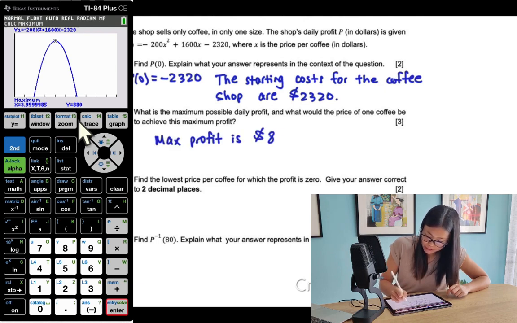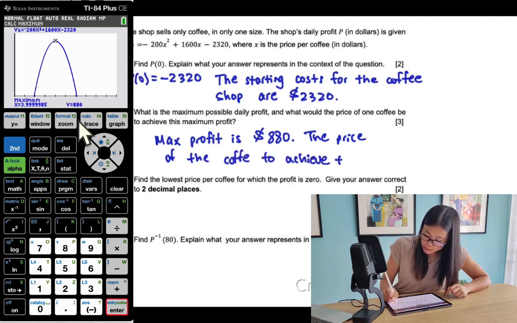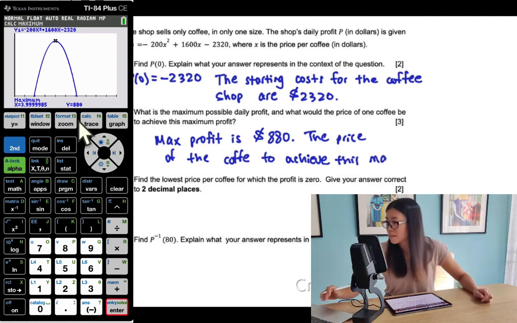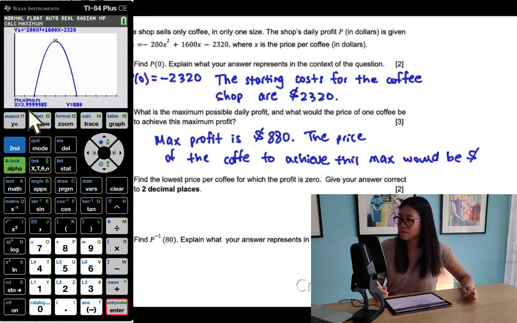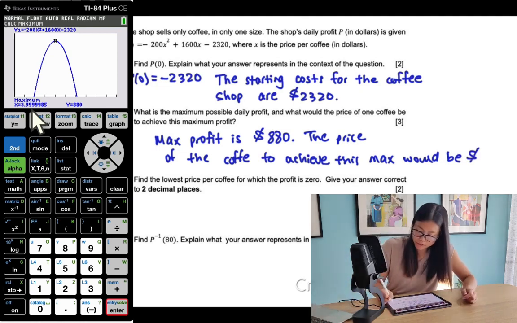The price of the coffee to achieve this max would be $4 if I round.